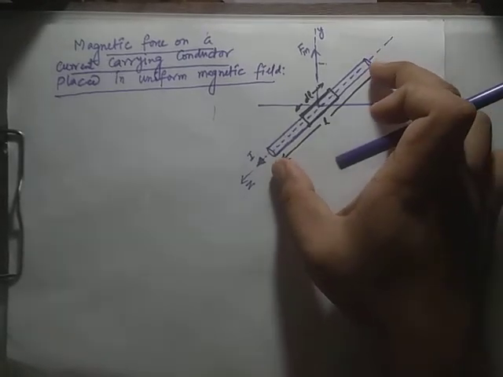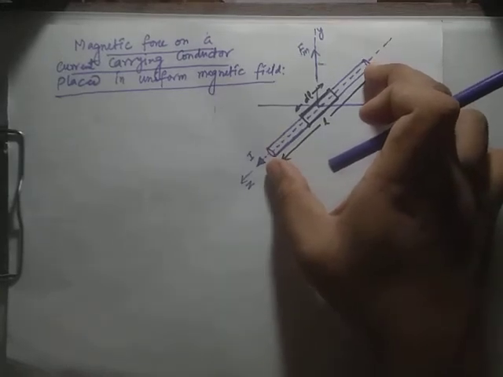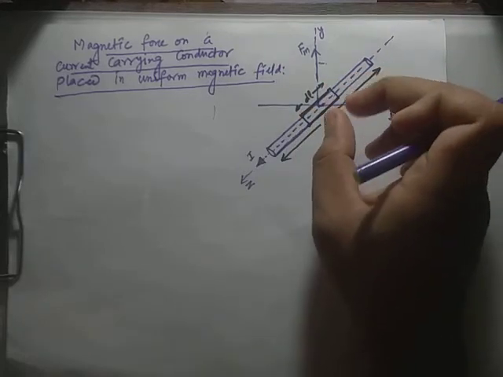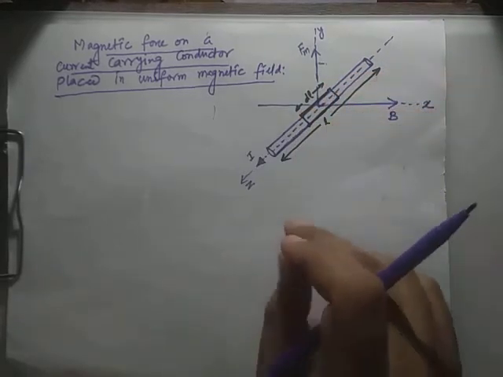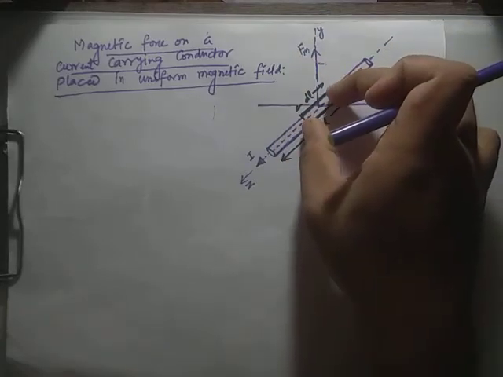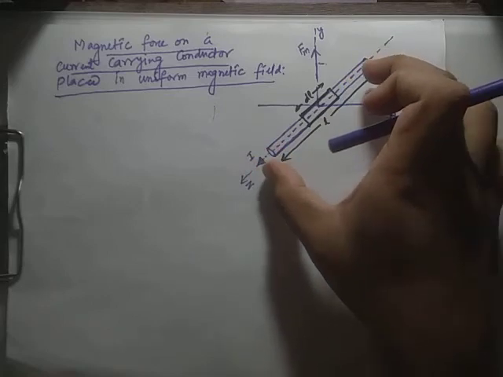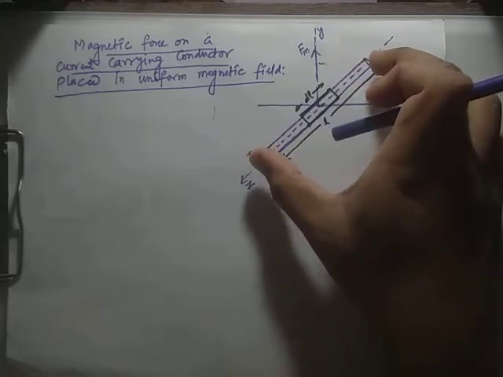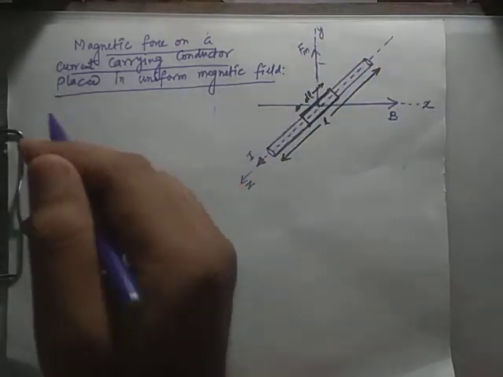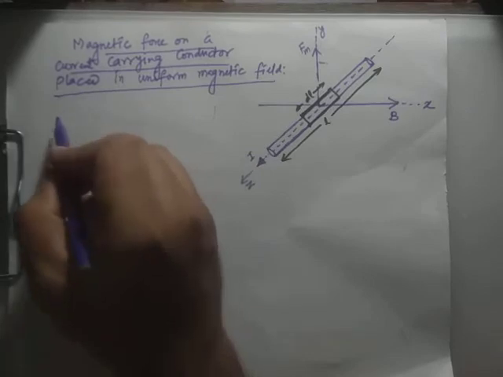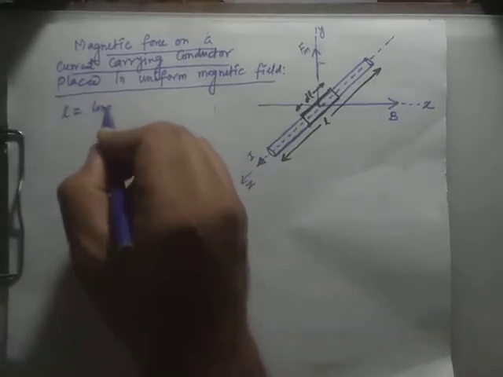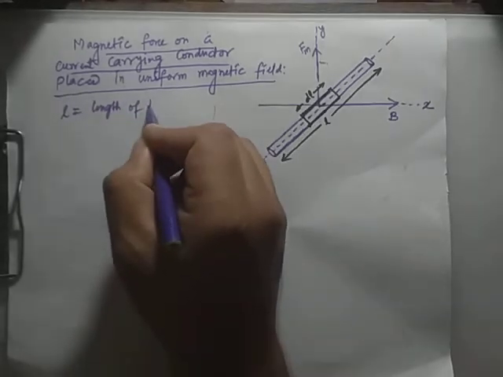Now, the total length of this conductor is L. We take a very small length, dl. We'll calculate the magnetic force due to this small length, and then we'll integrate so that we can find the total force acting on this conductor. So L is equal to the length of the conductor.